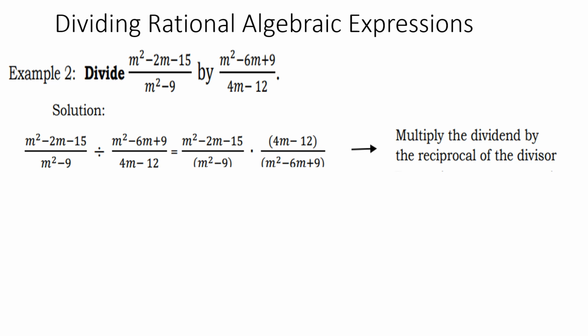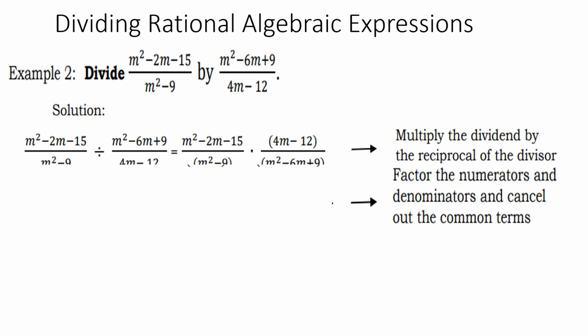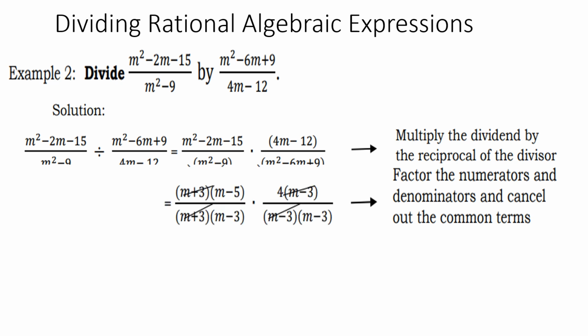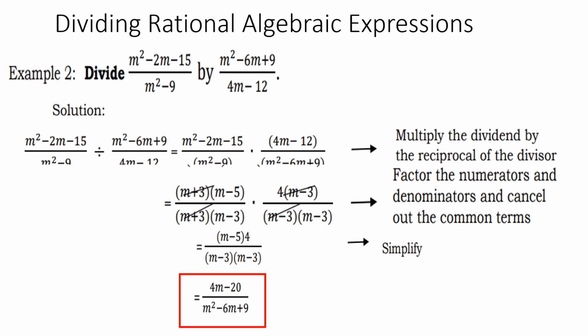After that, we are going to factorize and make sure that they are in their common terms. After canceling out the common terms, we're going to simplify what is left in our numerator and denominator. So that will be 4m minus 20 all over m squared minus 6m plus 9. Can we simplify it further? Hindi na. That means that is our final answer.